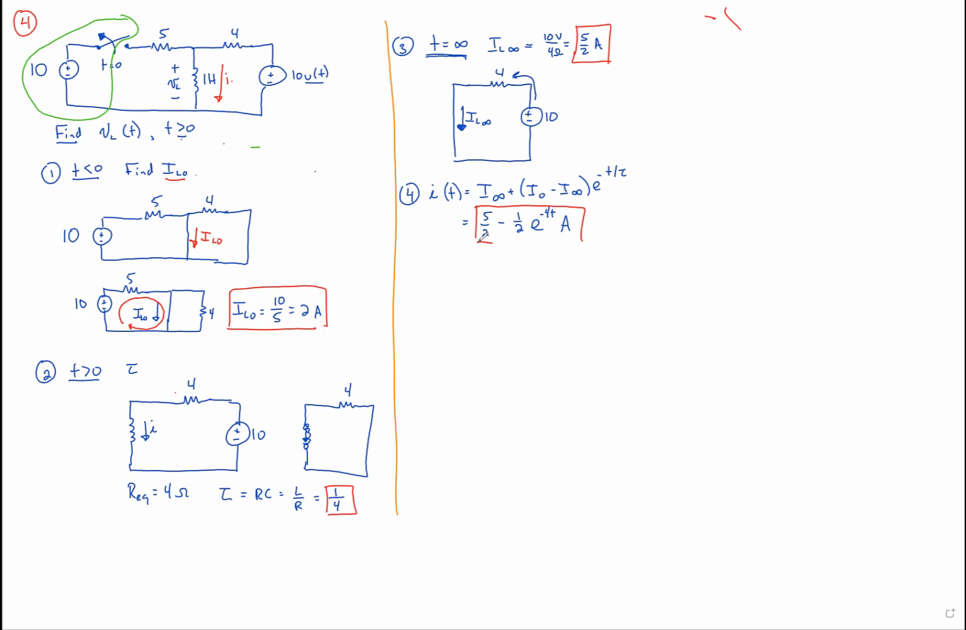So this is the current that goes through the inductor for time greater than or equal to 0.